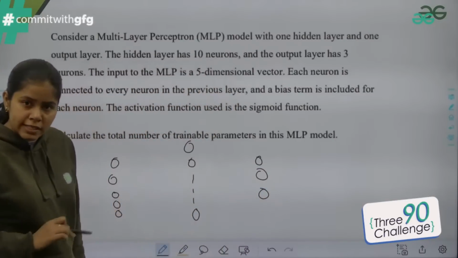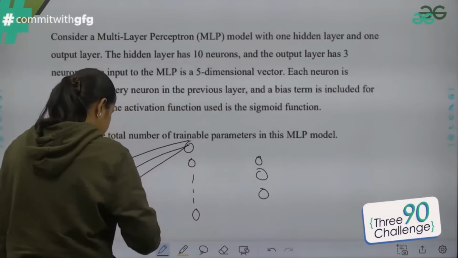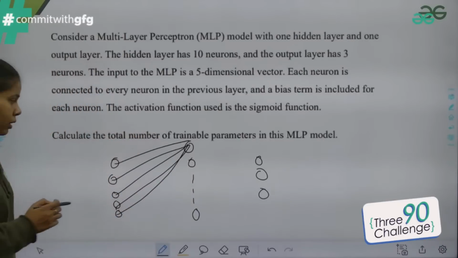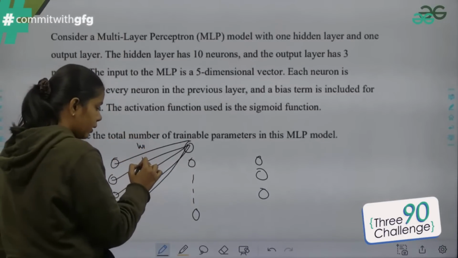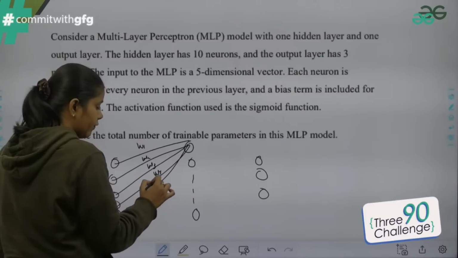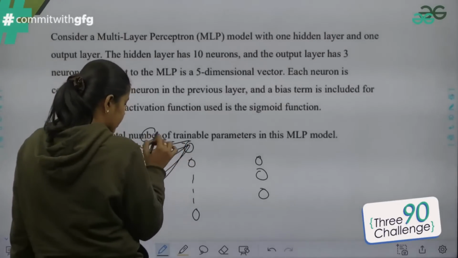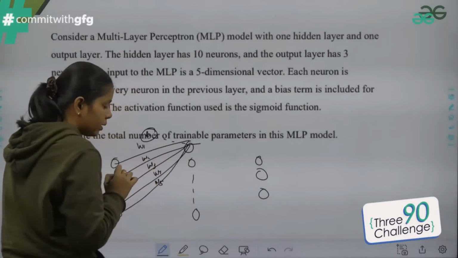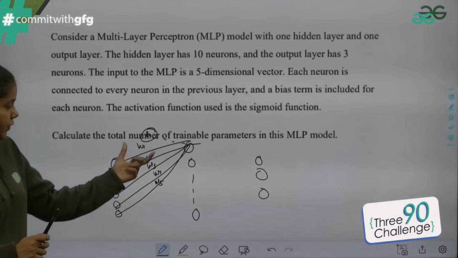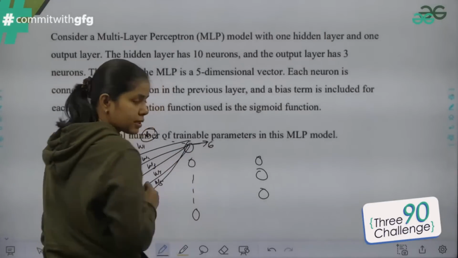Each of the neurons is connected with the previous layer. So that means all the five values of the five-dimensional vector are connected with this neuron. So with this neuron we have w1, w2, w3, w4, and w5. We have five weights for this particular vector, and we have one bias term. So I'll write down here w1 x1 plus w2 x2 plus w3 x3 plus w4 x4 plus w5 x5 plus b. So for this particular neuron I have six trainable parameters.